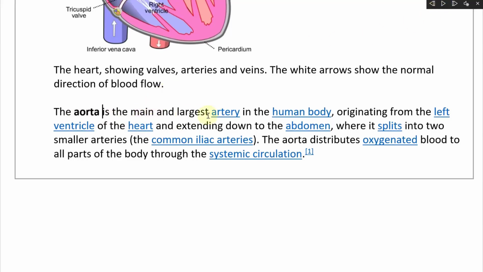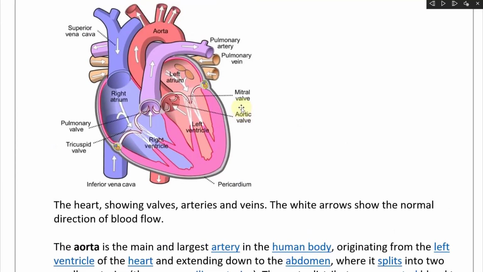Yeah, so the aorta is the main and largest artery in the human body, originating from the left ventricle of the heart and extending down to the abdomen, where it splits into two smaller arteries called the common iliac arteries. The aorta distributes oxygenated blood to all parts of the body through the systemic circulation. Yeah, to the body there. But in the fetus, it's the other way around. It's getting the deoxygenated blood away and back to the placenta.